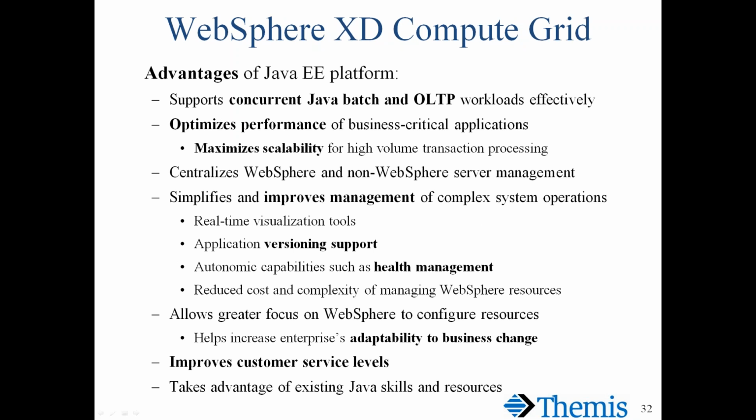Lots of advantages: concurrent batch and OLTP, online transaction processing, workloads running at the same time. Performance and scalability are also supported in a WebSphere environment. Centralizing server management, having a variety of tools, versioning support, health management of the server, and putting things into a WebSphere mode helps increase the enterprise's adaptability to business change. Things are always changing, faster all the time, and this ability to adapt to those changes can be improved by having Java support these changes as they come.